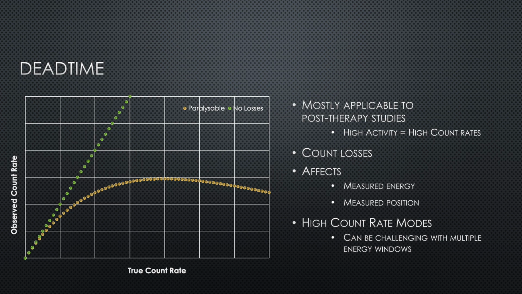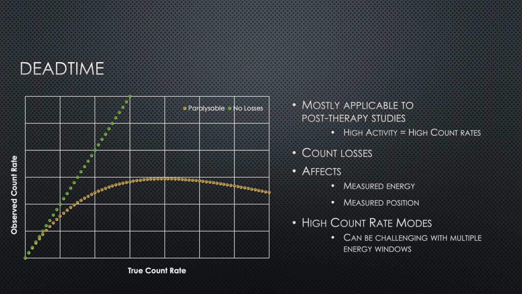So what happens with these count losses? It can affect the measured energy that we get in the scintillation scanner, which then also can affect the measured position too. Now, of course, the position is important. If it's putting the photon in the wrong place, then that's going to affect image quality. But getting the wrong energy too can also give us degradation of our imaging, because, of course, we have energy windows. And if those photons then fall out of our energy window, it's going to affect our image quality.